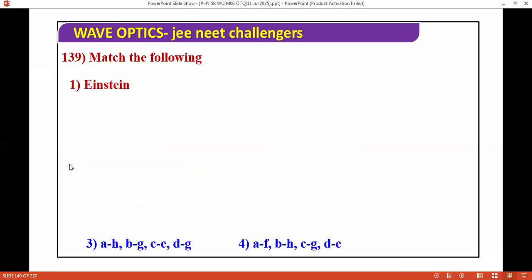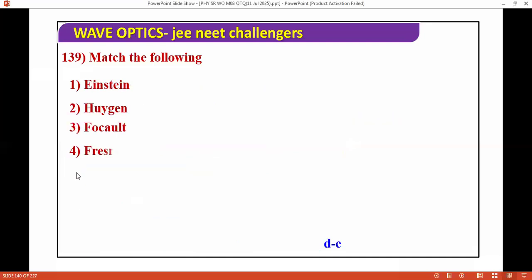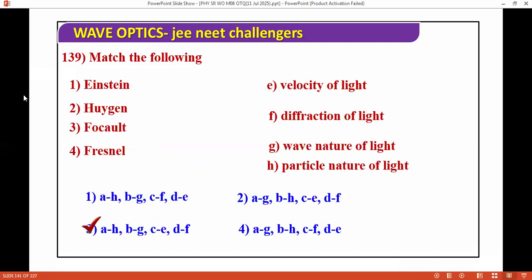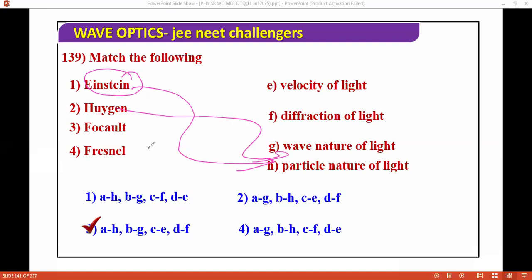Match these: Einstein, Huygens, Foucault, Fraunhofer, and velocity of light, diffraction of light, wave nature of light, and particle nature of light. So we have these options. The correct answer will be: Einstein is basically the particle nature of light. Huygens means the wave nature of light. Foucault is about the velocity of light. Fraunhofer is about diffraction of light. So keep in your brain that Fraunhofer means diffraction.